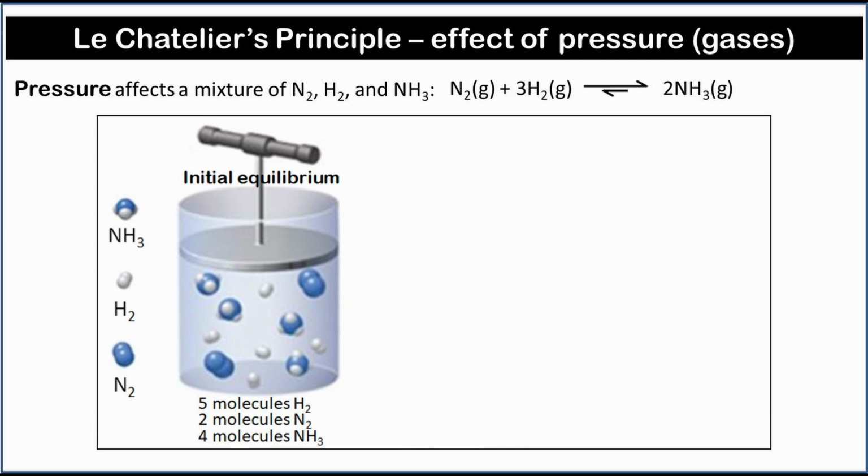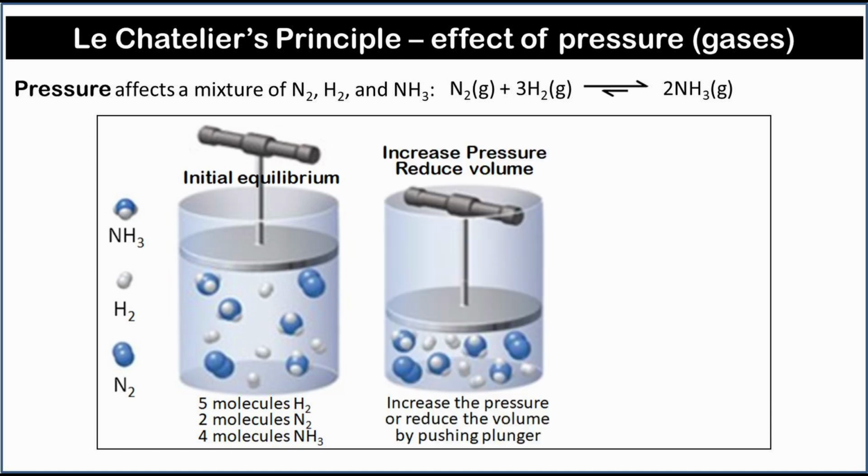Let's have a look at the effect of pressure in chemical reactions with gases. Consider the following case. Nitrogen gas and hydrogen gas can react to form ammonia gas in a reversible reaction. In the initial equilibrium, there are 5 molecules of hydrogen, 2 molecules of nitrogen, and 4 molecules of ammonia in a sealed container. To disturb the equilibrium, we will increase the pressure, or reduce the volume, by pushing the plunger.